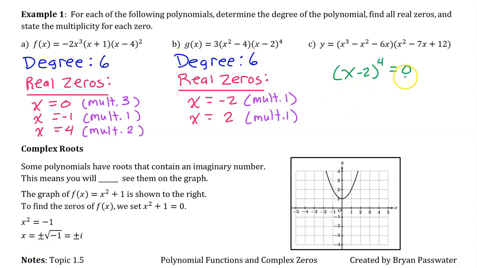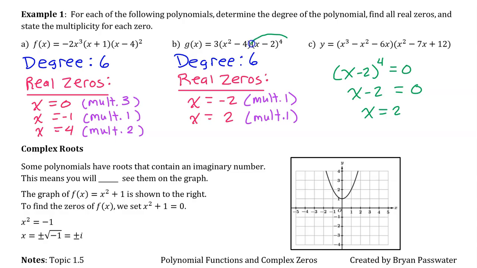I have been skipping this step and doing it mentally, but I think I should mention it now. If I set x minus 2 to the fourth power equal to 0, the first thing I would do is take the fourth root of both sides of this equation. So that gets rid of the exponent of 4. So we just have x minus 2. And the fourth root of 0 is still 0. And then setting this equal to 0, adding 2 to both sides, we get x equals 2.